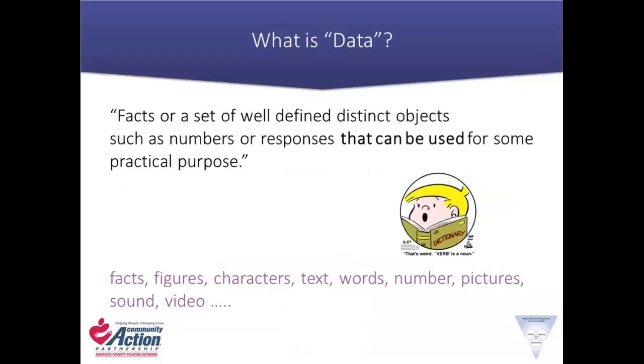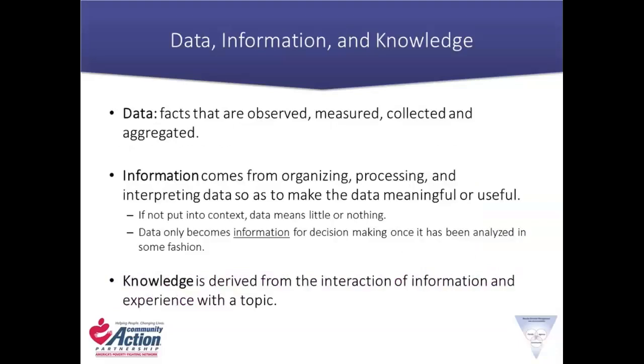So what is data? Data can be described as facts or a set of well-defined distinct objects, such as numbers or responses, that can be used for some practical purpose. These could be facts, figures, characters, texts, pictures, sound, video. There's lots of different ways that data can come across. But the thing is that, as we look at data all together, we can turn that into information and knowledge. So data is really facts that are observed, measured, collected, and aggregated, so in that raw form.